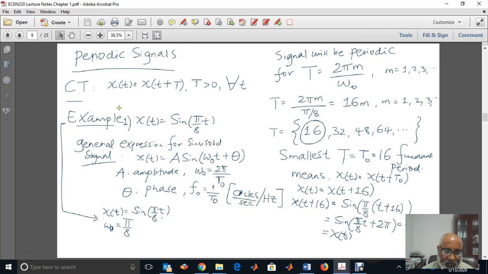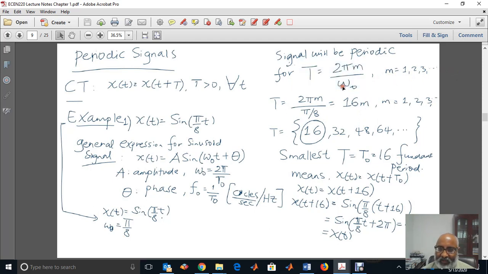Now, if I compare this example with the general formula, omega naught is pi over 8, and theta is equal to 0 because I don't have theta here. Then how do we determine the fundamental period? We use this formula: T is 2 pi times m over omega naught, where m is a positive integer, meaning 1, 2, 3, and so on. When m is equal to 1, we will get the fundamental period.